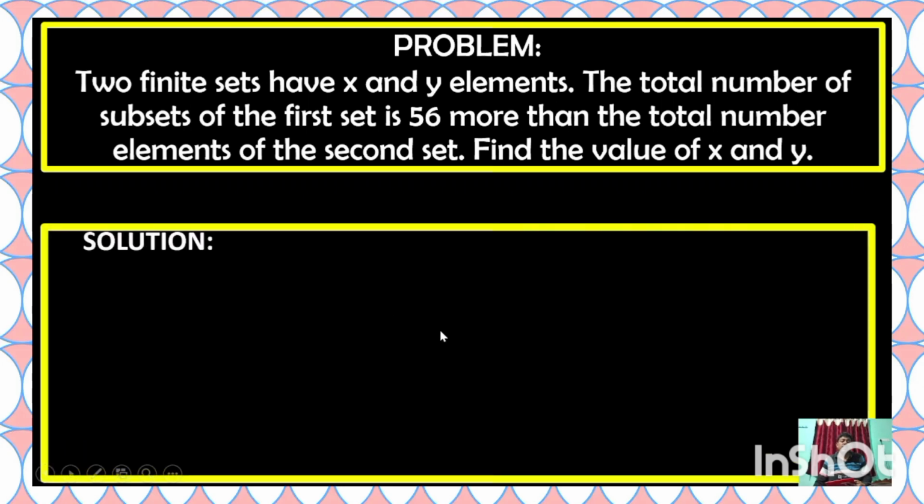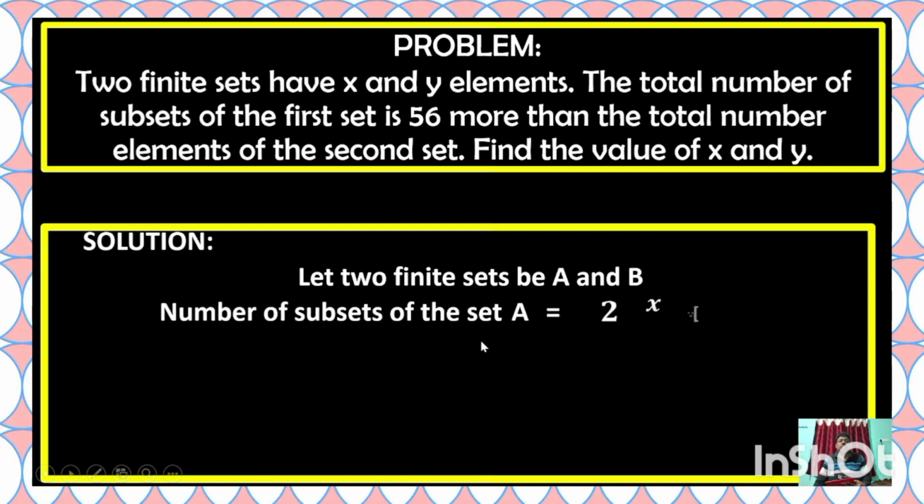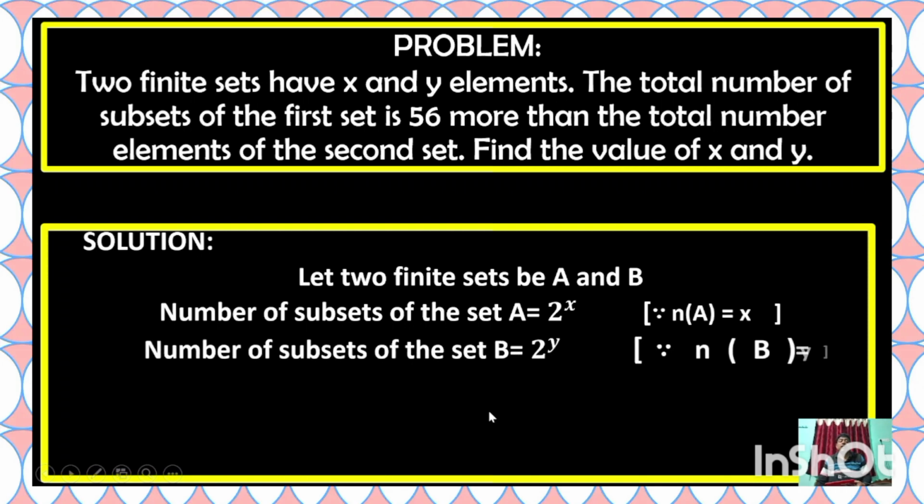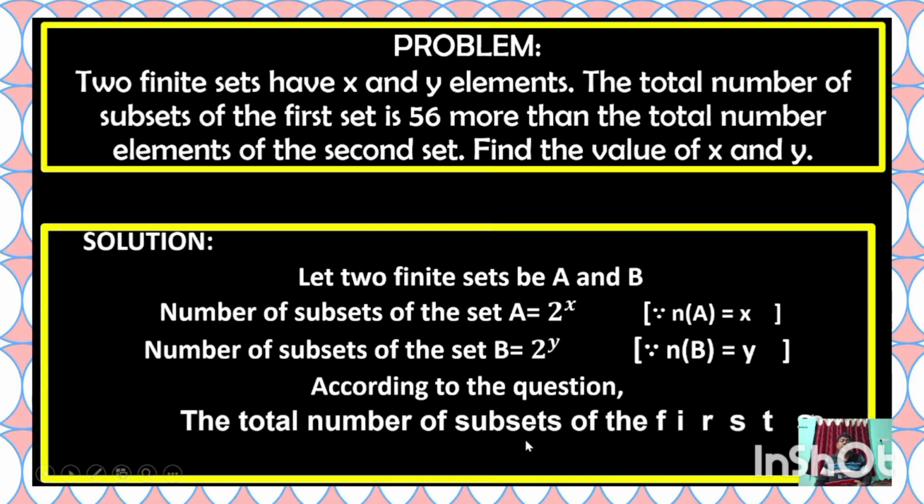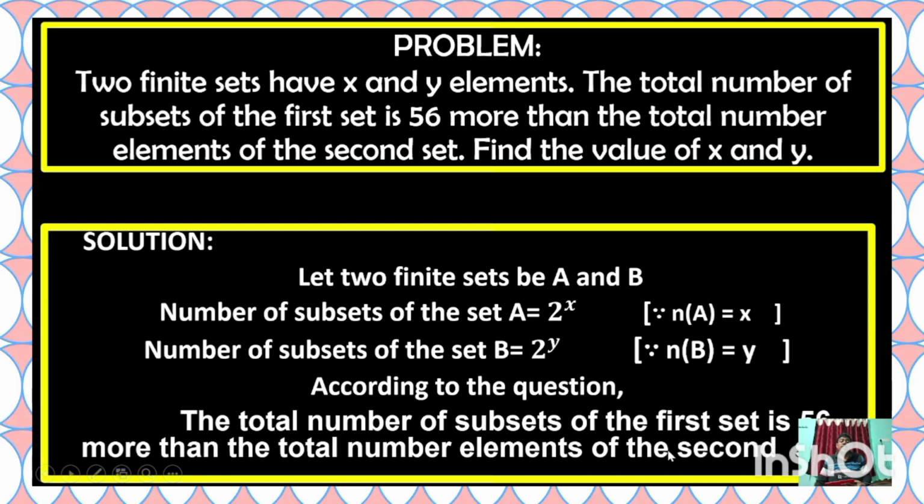Look at here. Okay, let the two finite sets be A and B. Understand? So the set A has x elements and the set B has y elements. So the number of subsets of the set A is 2 to the power x according to the formula, because the number of elements of the set A is x. Similarly, the set B has y elements, so the total number of subsets of the set B is 2 to the power y. Understand? Yes. But according to the question, it is given that the total number of subsets of the first set is 56 more than the total number of subsets of the second set.